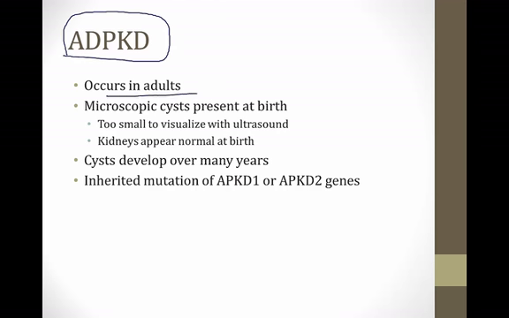So what happens is that people who have this condition are born with tiny cysts, but they're too small to see on ultrasound, so the kidneys appear normal at birth, and in utero, when you image the kidneys with ultrasound, you don't see anything abnormal. But over many years, these cysts begin to develop, and this is caused by inherited mutations of two genes named after the disease, APKD1 or APKD2, and it's autosomal dominant, so this means that any affected person has a 1 in 2 or 50% chance of passing it on to subsequent children.